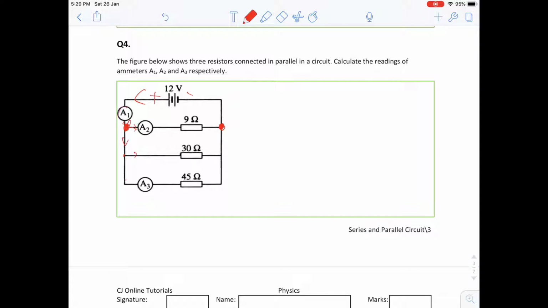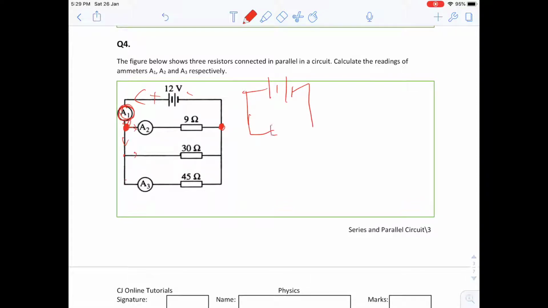A1, the current here, is the total current going into the circuit. Basically this is the part of the river before it splits off at this branch here. So that means the current here is the highest of all the circuit. What I'm going to do is redraw this circuit. When I do this kind of question, it's easier to redraw.